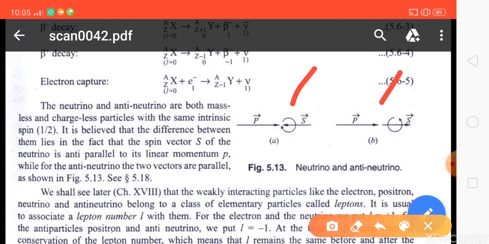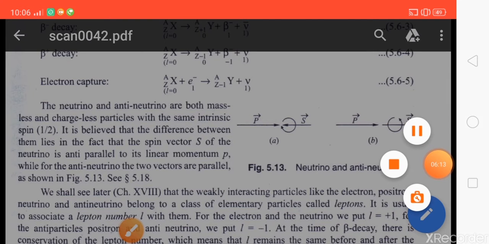The neutrino and antineutrino are both massless and chargeless particles with the same intrinsic spin. It is believed that the difference between them lies in the fact that the spin vector S of the neutrino is antiparallel to its linear momentum P, while for the antineutrino the two vectors are parallel. So here antiparallel, here parallel. I have shown this in figure 5.13 a and b.